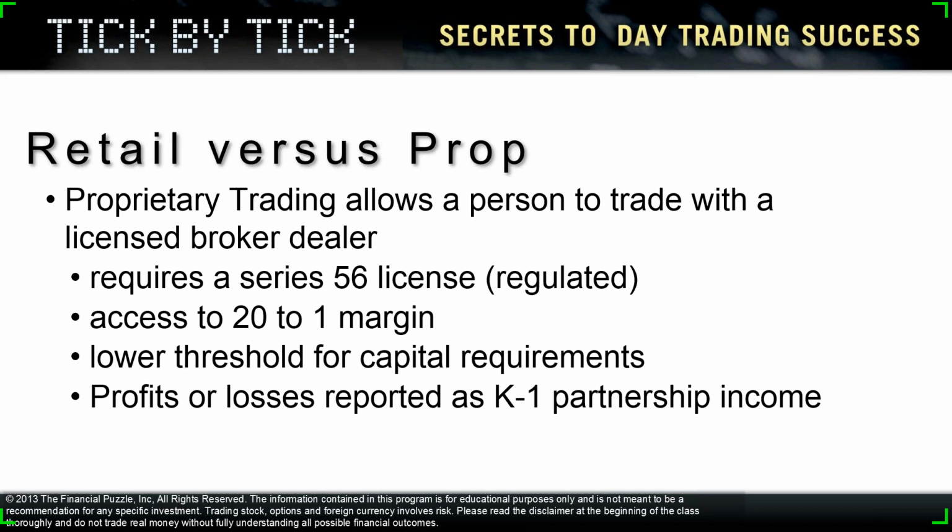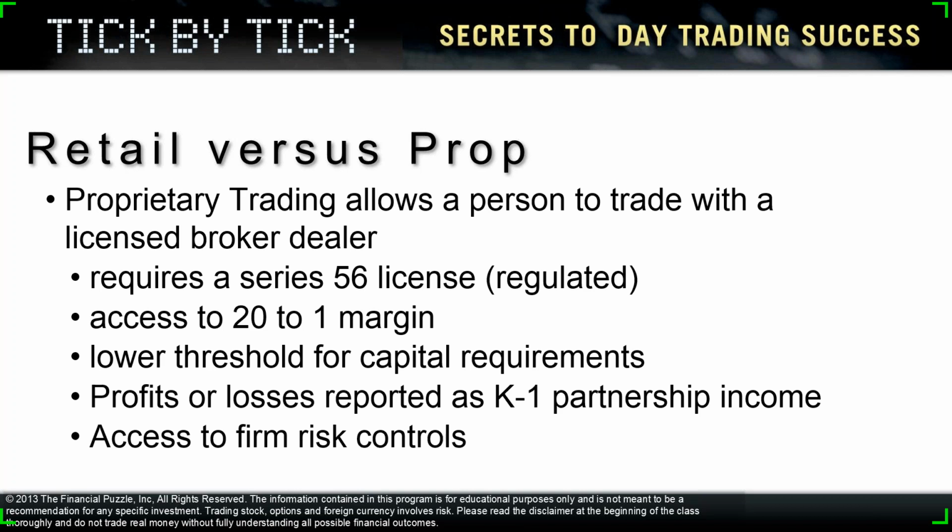Then profits or losses are reported as K-1 partnership income because you're part of a partnership. So at the end of the year, you get a K-1 right from the broker-dealer's CPA firm, and you just include your profit or your loss on the tax form where you would put the information for a K-1. I'm not a CPA or an enrolled agent, so you'd obviously want to consult your tax professional for that.